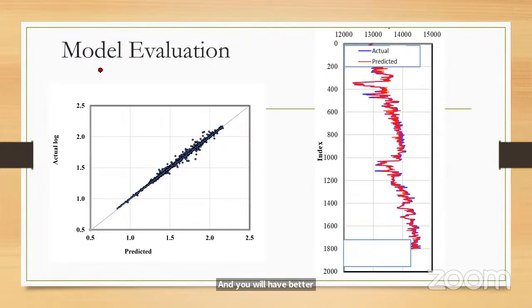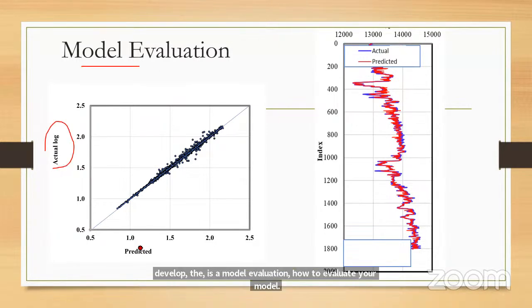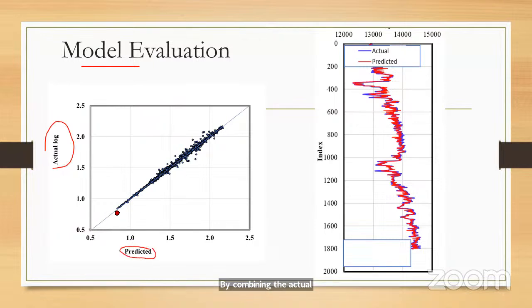We come to the last step after we develop the model, which is the model evaluation. How to evaluate your model? By comparing the actual versus the predicted through what we call the cross plot. If your data is aligned along the 45 degrees, that means your prediction is perfect. If it's scattered like this, your model may need some optimization by adjusting the number of neurons, the number of layers, the transfer function, or adding other features in order to predict the output. Or you can have a trend like this.